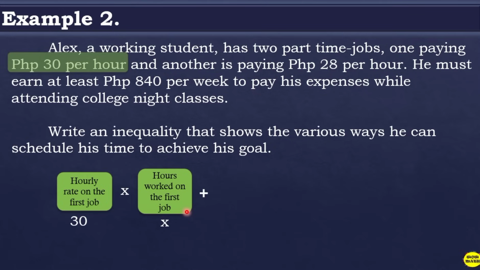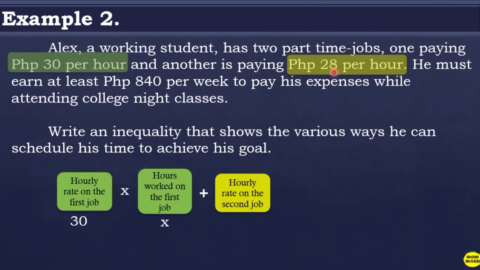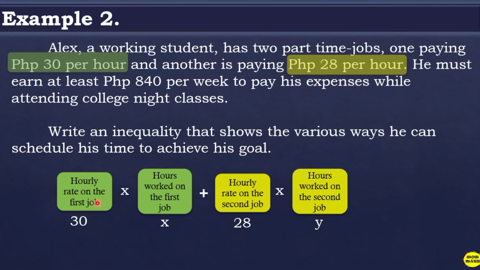And then next, ipa-plus natin siya doon sa 28 pesos per hour doon sa second job niya. So, ito yung rate niya doon sa second job. Okay? Ita-times naman natin ito kung ilang oras siya magtatrabaho doon sa second job niya na i-represent natin as Y. So we now have yung 30 pesos na rate niya sa first job, kung ilang oras siya nagtrabaho, plus yung 28 pesos na rate niya dun sa kung ilang oras siya magtatrabaho sa second job. Dapat, ang kitain niya ay at least.